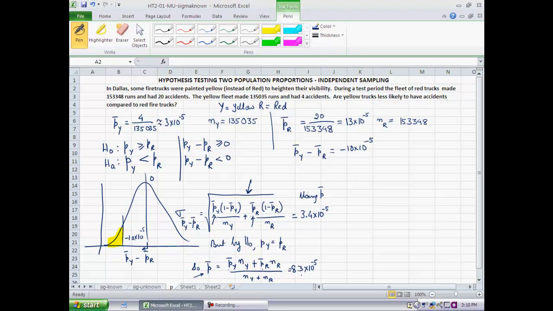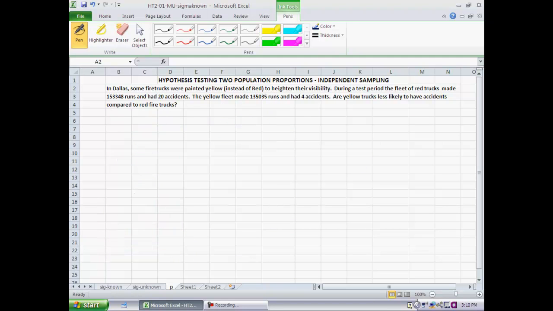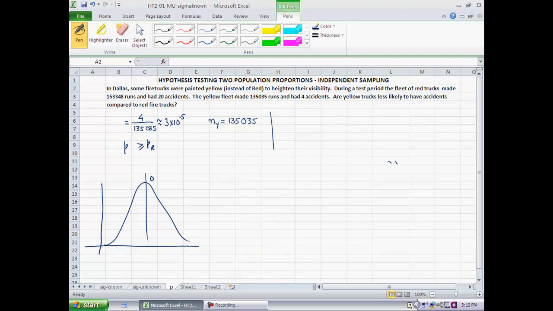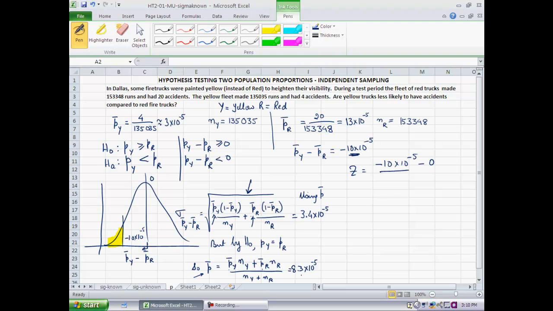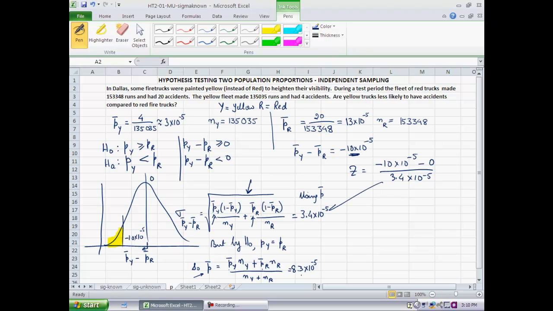Now we have all the pieces that we need in order to see whether this sample statistic that we got is really far enough away from 0. So let's standardize this. So z is equal to minus 10 times 10 to the minus 5 minus 0. I want to see whether this difference is significantly far away from 0, divided by 3.4 times 10 to the minus 5, because that's what one standard deviation is equal to. This is what we just computed here.